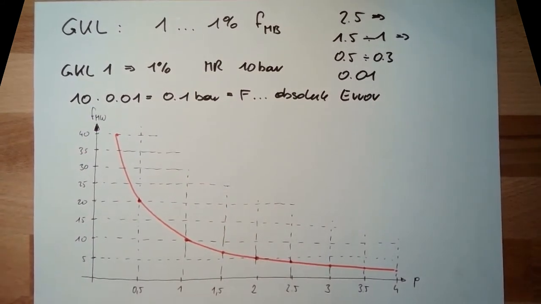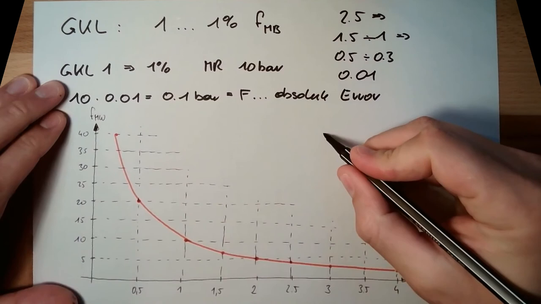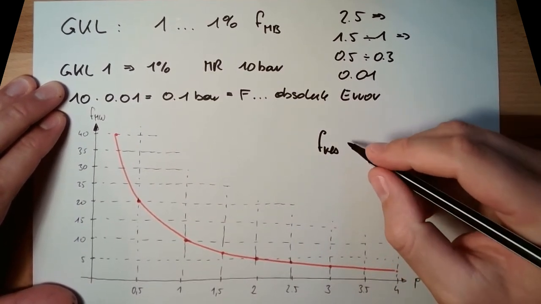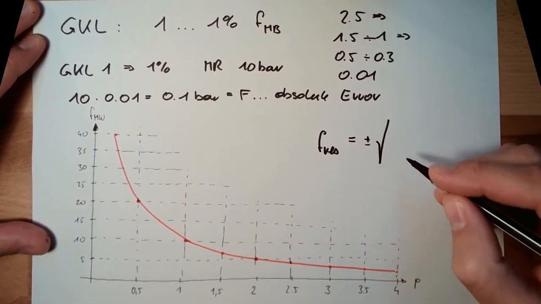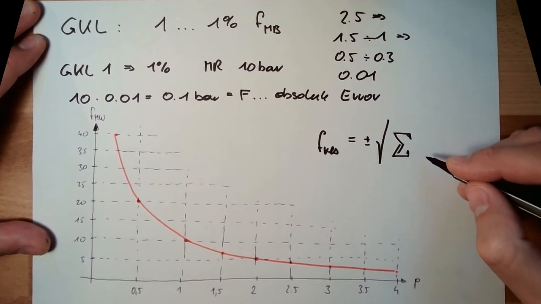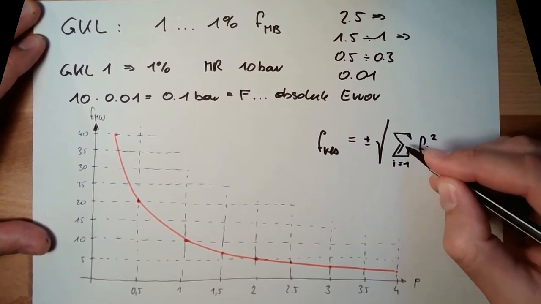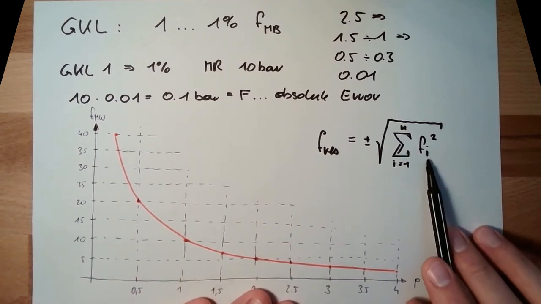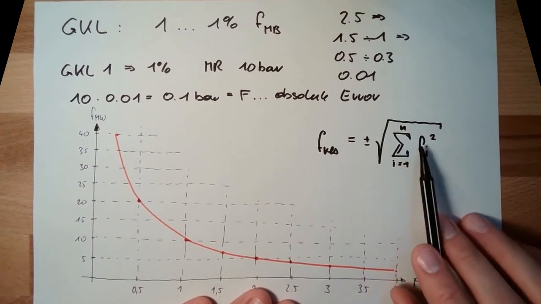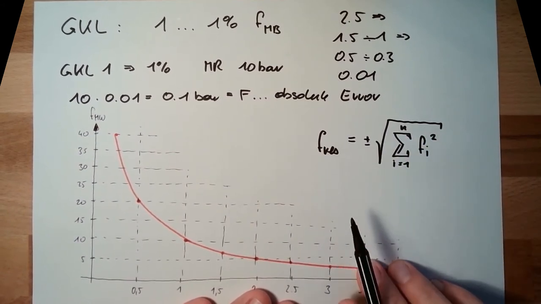So there is this law of errors. If you want the resulting total error in percent, which is of course plus minus, because these percent errors are always plus minus, it is the sum of all errors which are in there. That's how it looks. So you square all these errors, make the sum of them, then take the square root, and that's the resulting error.